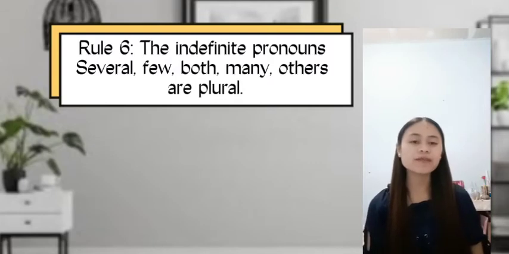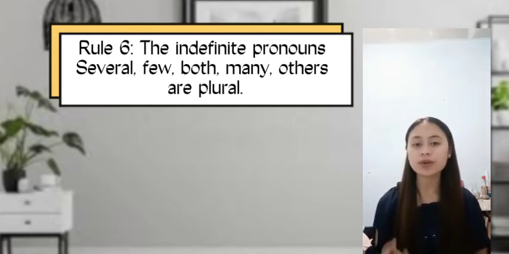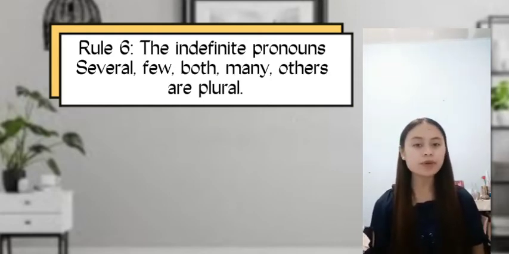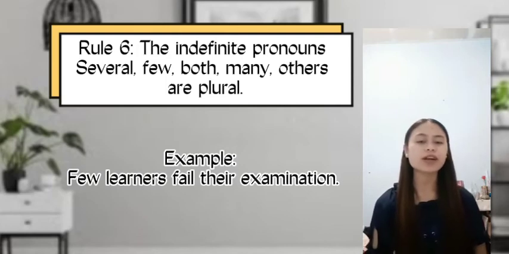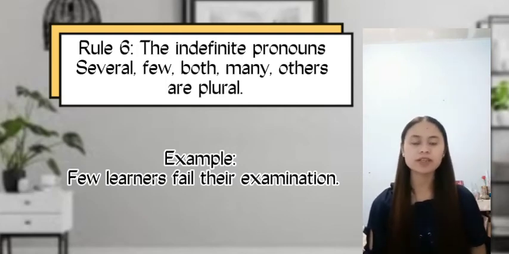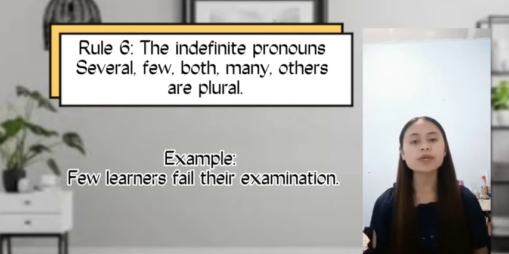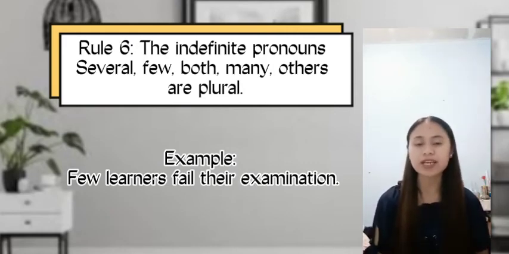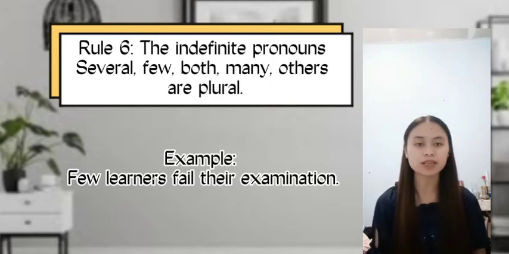Another rule: the indefinite pronouns several, few, both, many, others are plural. So these words are always plural. So since they are plural, the verb that we are going to use is also plural. So for example, few learners fail their examination. So the indefinite pronoun here is the word few. So what are we referring to with this word? So it refers to the learners. So since few is plural, we are going to use a plural subject, learners.